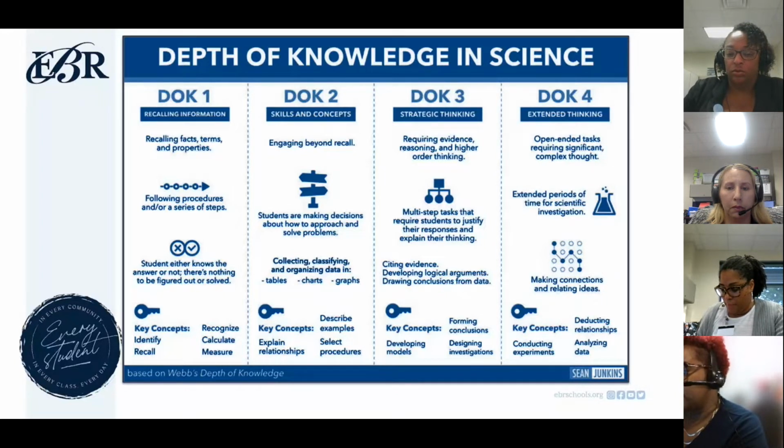We're looking at extended periods of time for scientific investigation, like when students are doing science fair projects. We're also making the connections and relating ideas to different things that they've already learned. Our key concepts in here are conducting experiments, deducting relationships, and analyzing data.